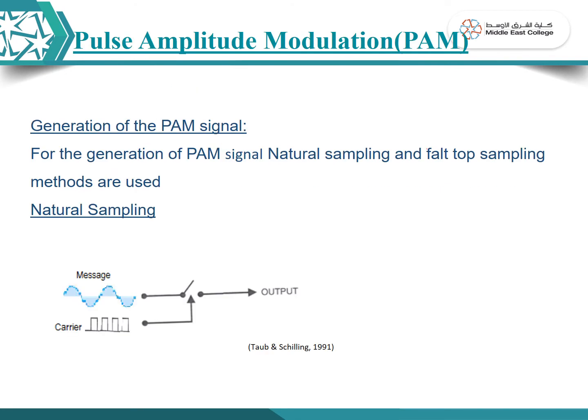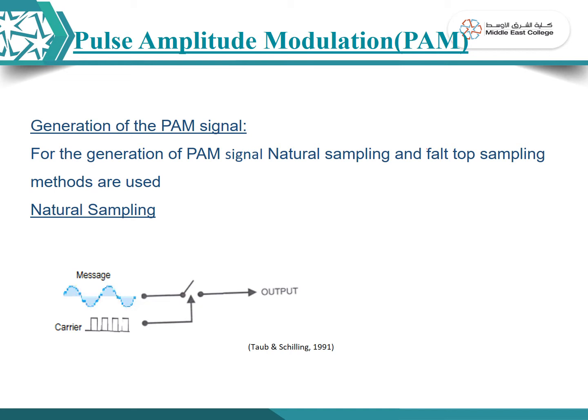The simple way to generate natural samples is by using a simple switch. Now look here. In this switch, on one part you are giving the message signal. What is the message? It is a continuous wave signal, or a sine wave. Now the carrier is a pulse. So the carrier we are giving on the other part. Now see, this carrier signal will control whether the switch should open or close.